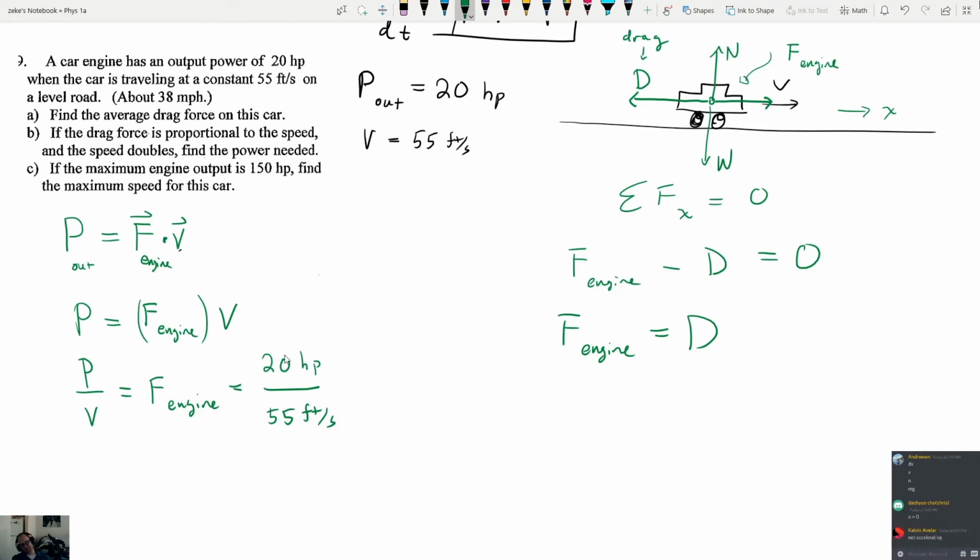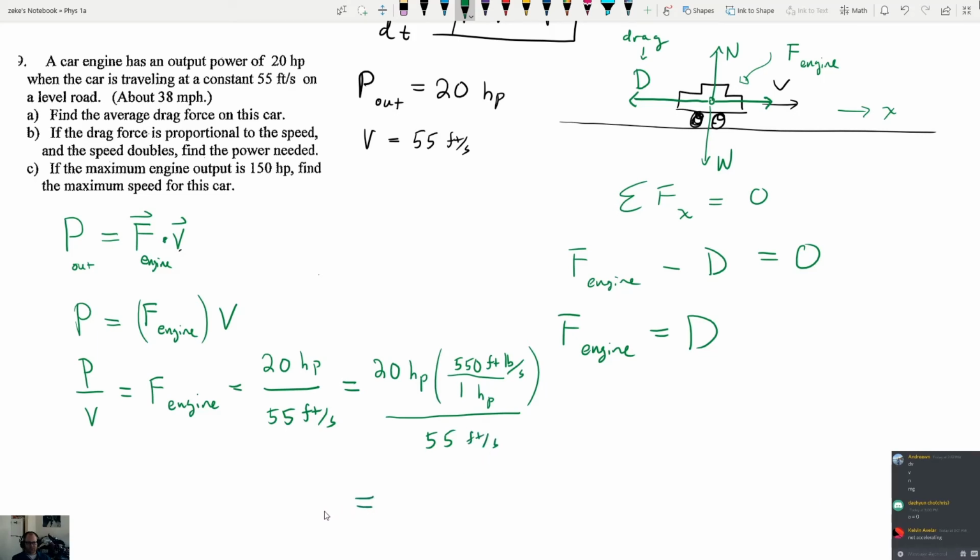Now, you can't just divide 20 by 55. If we did that, we get a really tiny number, something like 0.4, a little bit smaller. So instead, we have to convert the horsepower to foot-pounds per second, so we can get the force of the engine in pounds. So if we take 20 horsepower and multiply by 550 foot-pounds per second, since 1 horsepower is equal to 550 foot-pounds per second, and divide that by 55.